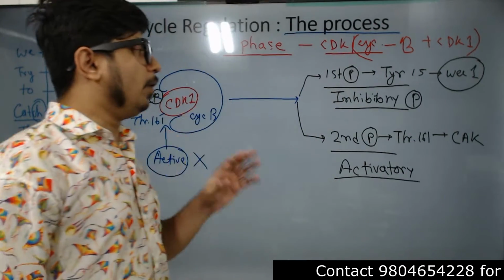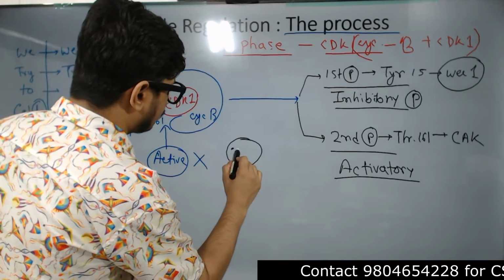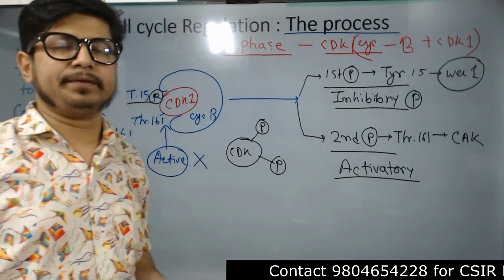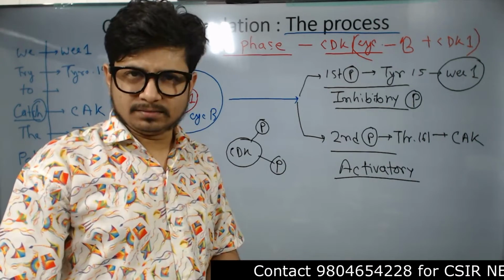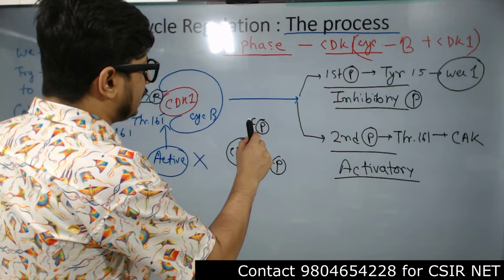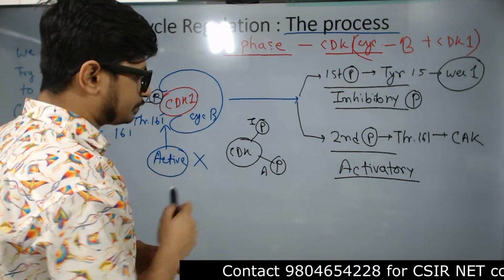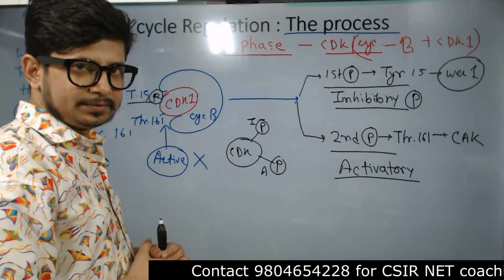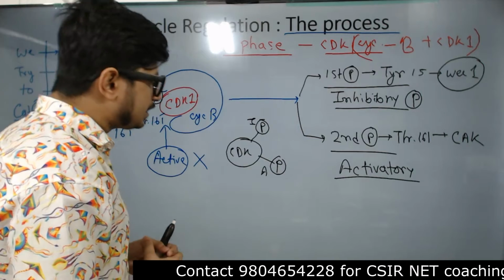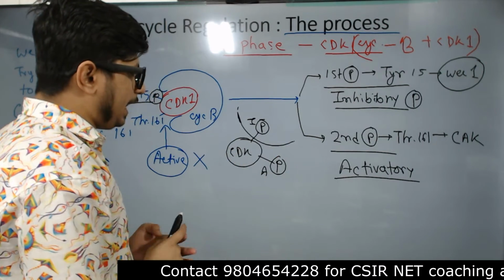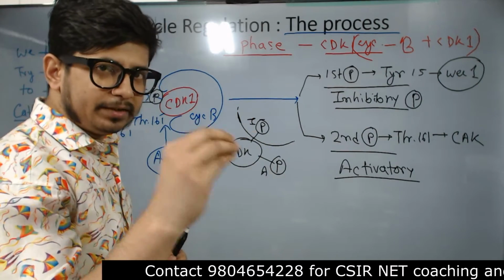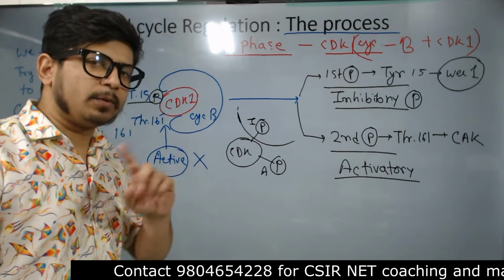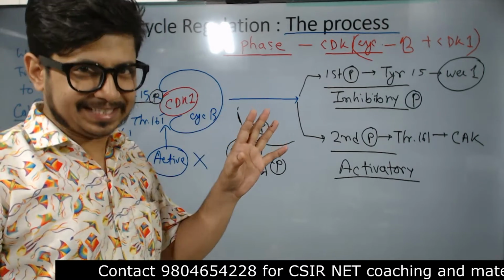But once the CDK is with these two phosphorylations, still it will be inactive. You may ask a question, but why? Because the inhibitory phosphorylation is still in place. This one is activating. Okay? Inhibitory is still in place, so the CDK is still not active. When will the CDK be activated? Once the inhibitory phosphate is cleaved and the CDK is left with only the activatory phosphate, then only the CDK will be activated. Now, for that what do we need to do? We need to cleave the inhibitory phosphate out, isn't it?